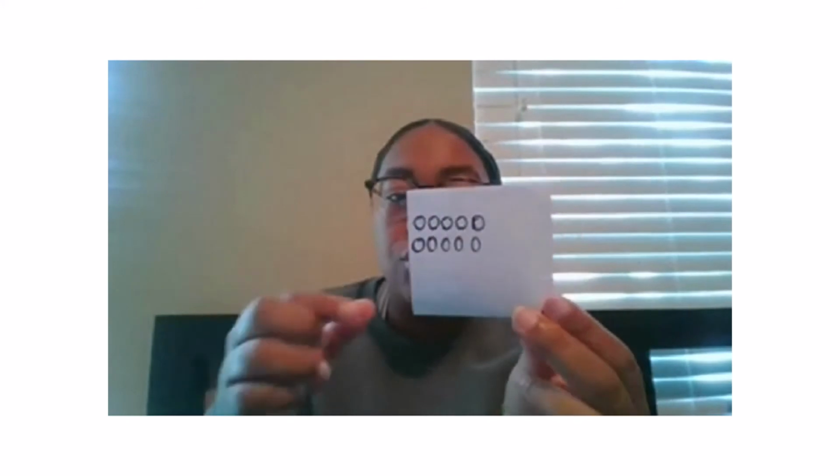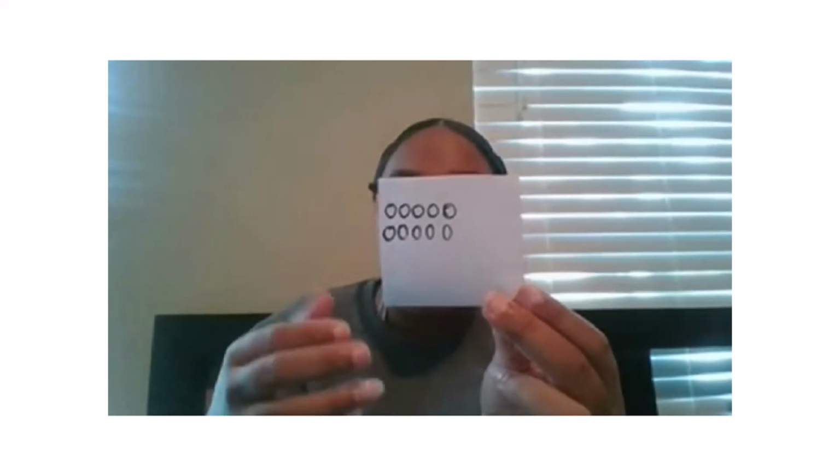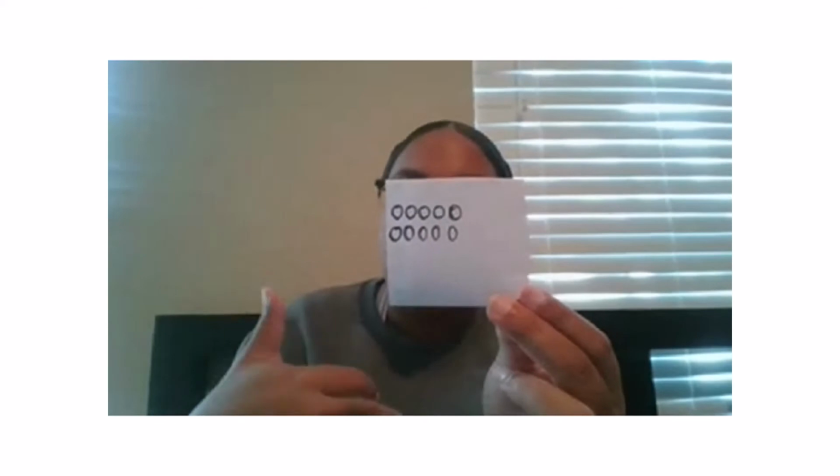Now, should we count by ones or should we count by tens? We should count by tens because it is faster. Great job, friends. So you should know that if you have 5 up top and 5 on the bottom, you automatically have 10 dots. Great job, friends. I want you to remember that when you count by tens, it's faster than counting by ones. So this is 10. How many tens do you have?